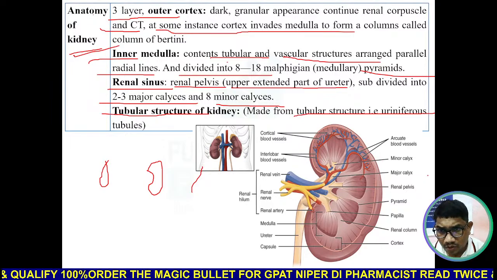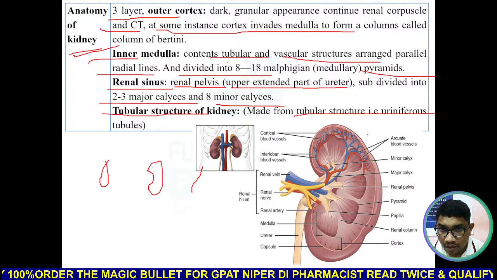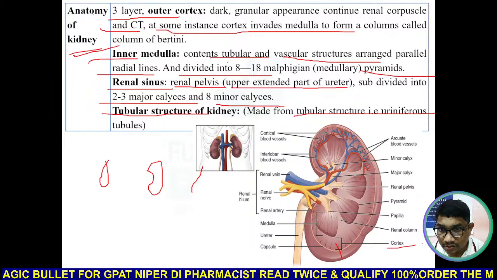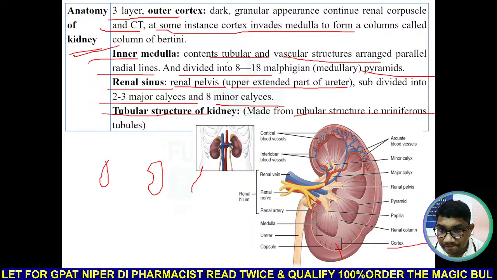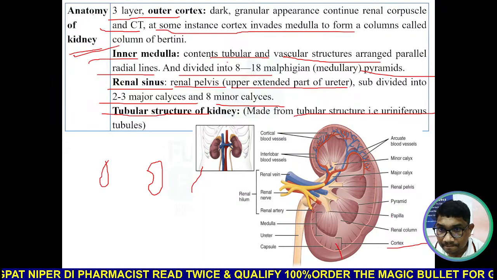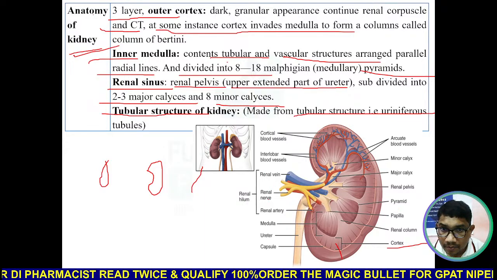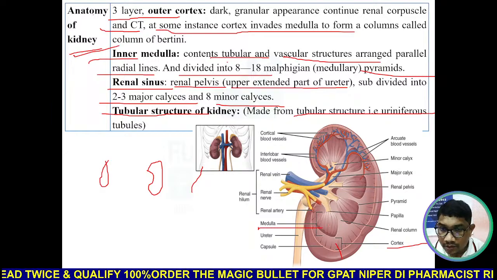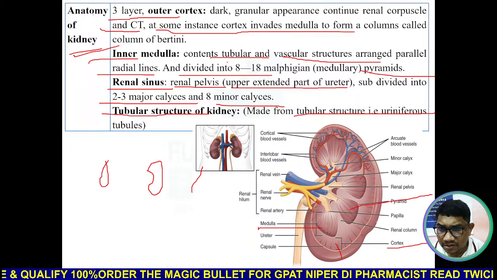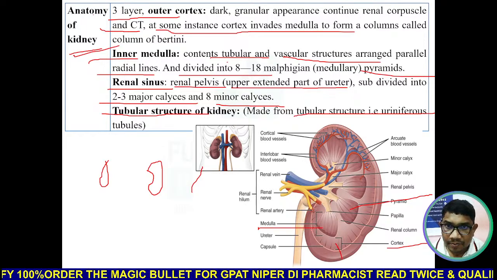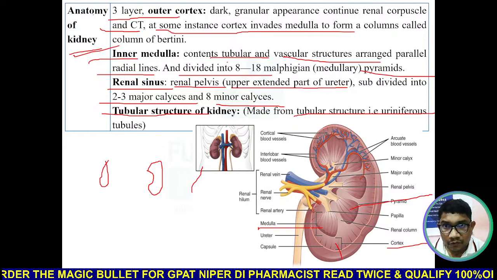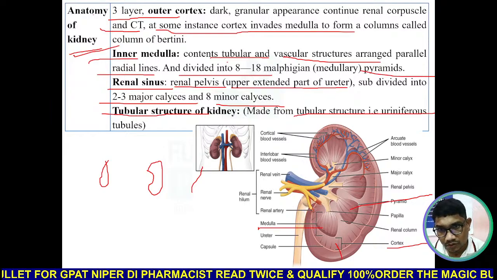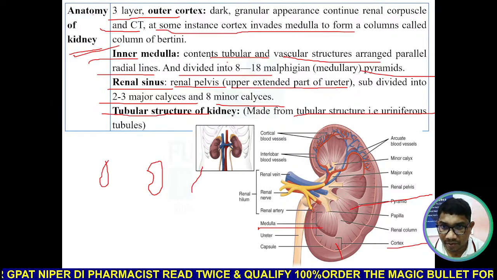Outer area is a cortex. After that there is a medulla. In the medulla you have pyramids. Pyramids क्या है? Pyramids is nothing but the arrangement of vascular structure, vessels, tubes and blood vessels. Contain tubular and vascular structure arranged radially, that will get a shape of pyramid.